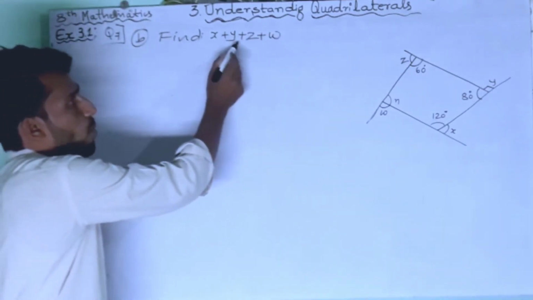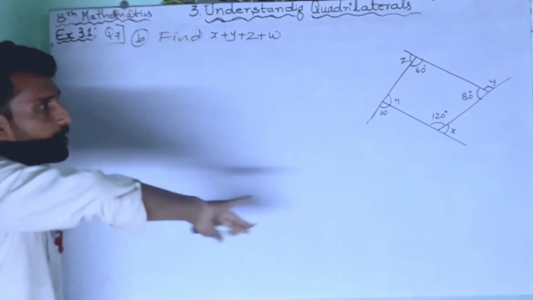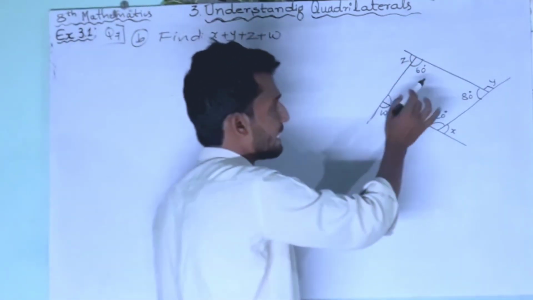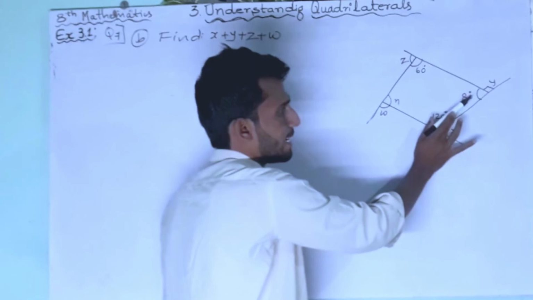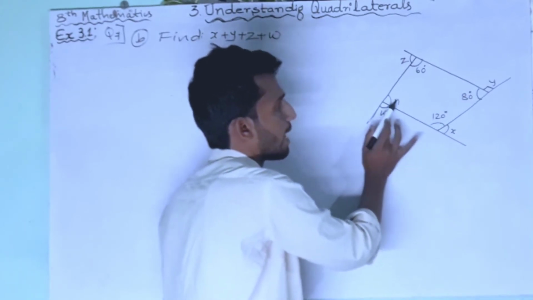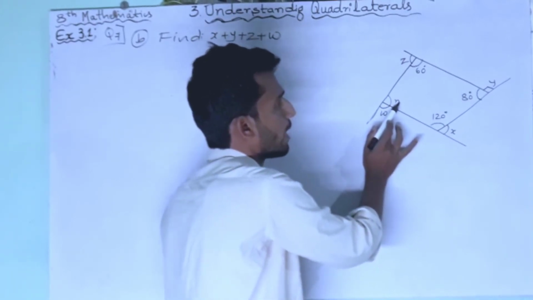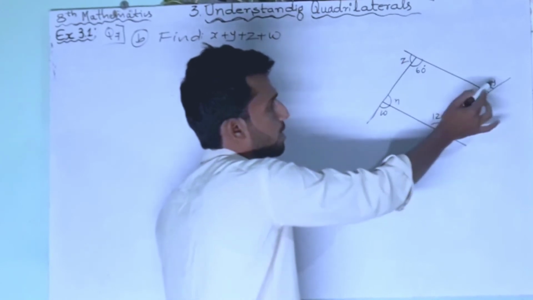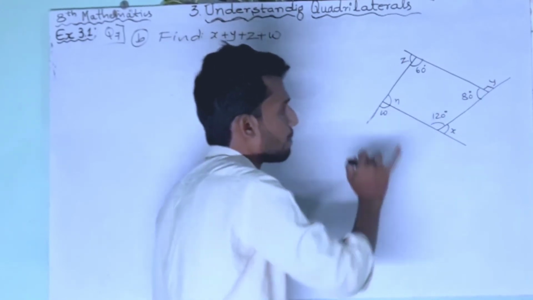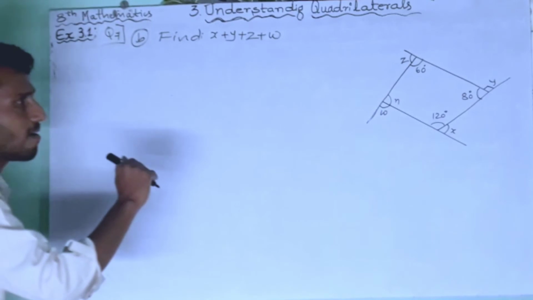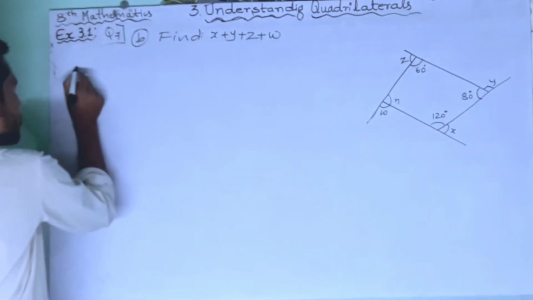Find x plus y plus z plus w. In this figure, the interior angles are 60 degrees, 80 degrees, 120 degrees and n. The exterior angles are z, y, x, w. We have to find all these angles. Now let us see the solution here.